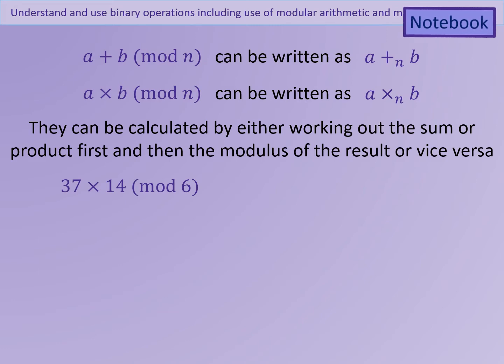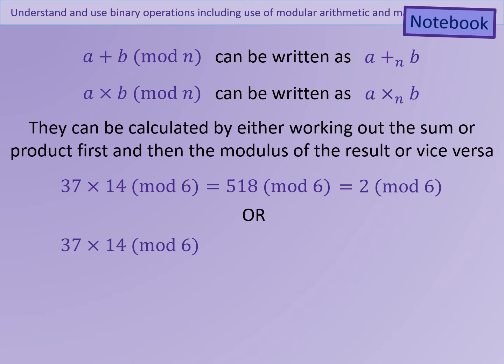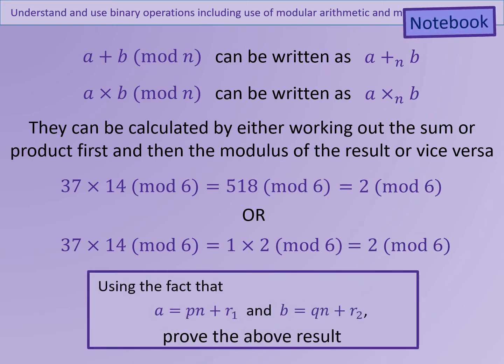So an example of this is that if we were to calculate 37 times 14 mod 6, we would get 518, which is 2 mod 6. Or we could reduce 37 and 14 first to give us 1 times 2 mod 6, which also gives the answer of 2. So we're going to use this fact to prove the result above.